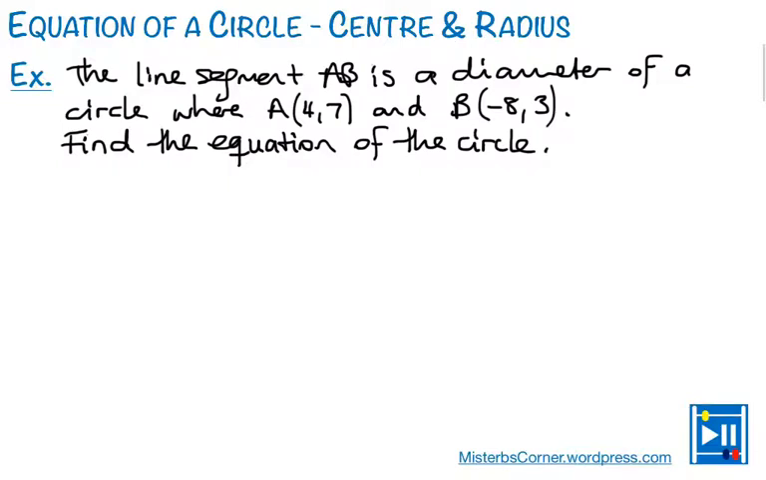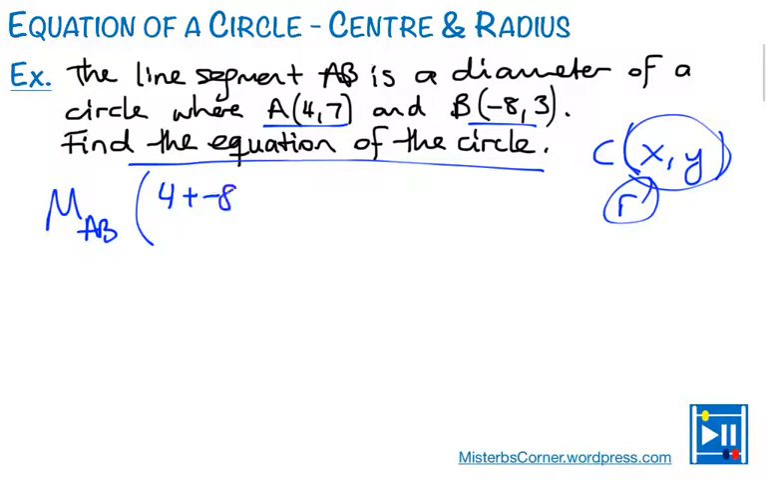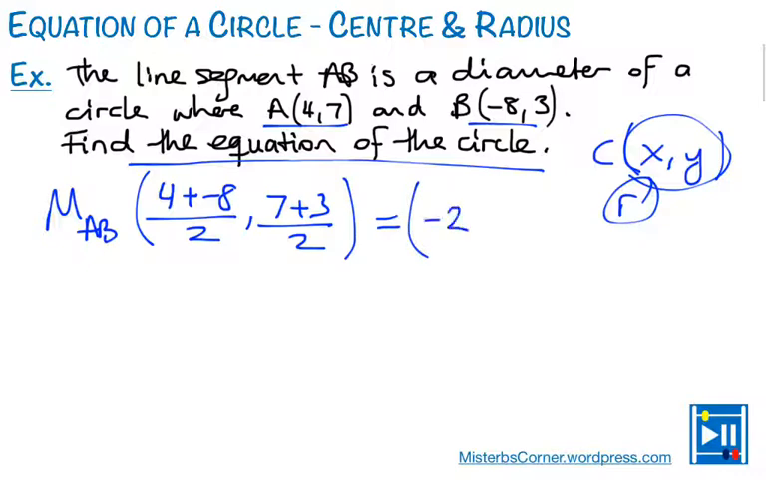Now here things get a little bit longer, not harder. Now we're given AB as the diameter, and the coordinates A and B are here. So the question is, find the equation of the circle. Now keep this in mind. Find the equation of the circle means write the center and the radius, so that you can substitute these values into the general circle equation. To find the center, we first find the midpoint of AB. That's the center. This is (4 plus negative 8) divided by 2, (7 plus 3) divided by 2, which will be (negative 2, 5).